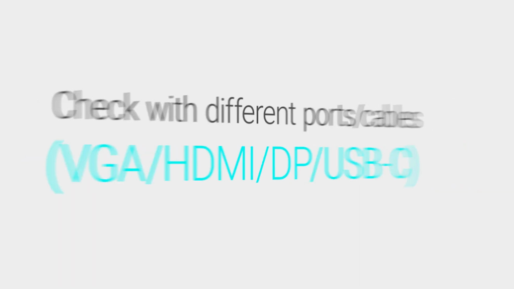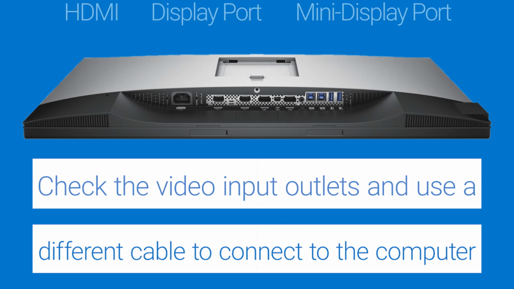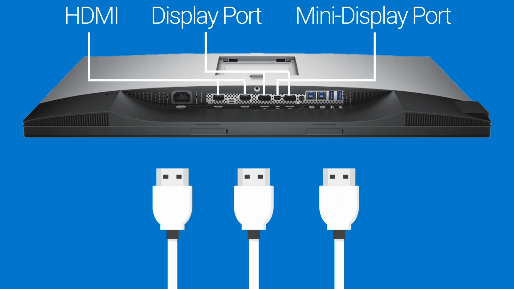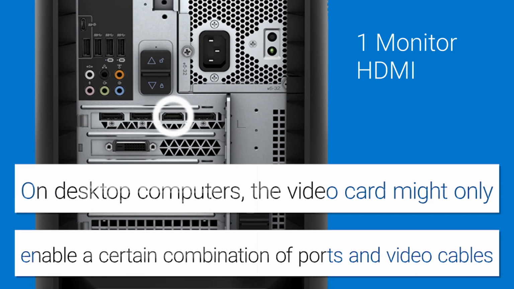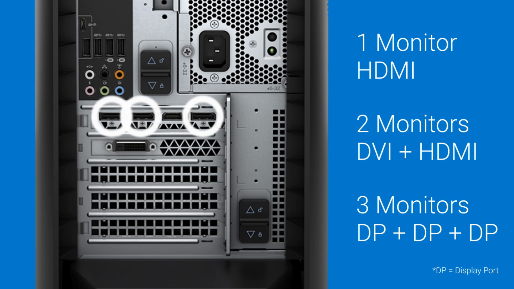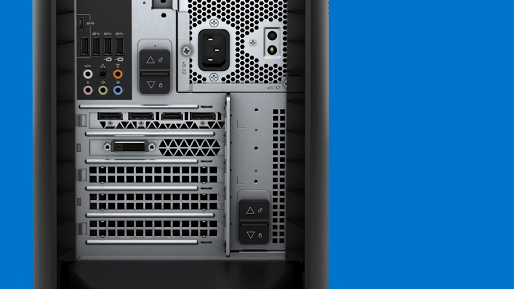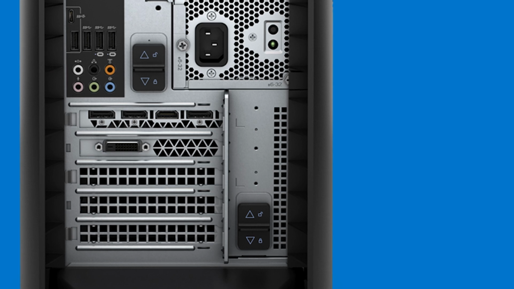To check different ports and cables, check the video input outlets and use a different cable to connect to the computer. On desktop computers, the video card might only enable a certain combination of ports and video cables. So try different cables and check your video card's user manual online. Were you able to stream a video signal? If you're still having issues, let's continue to the next step.